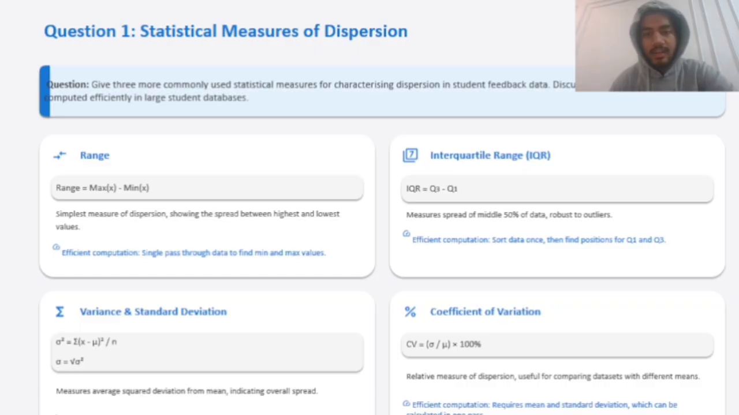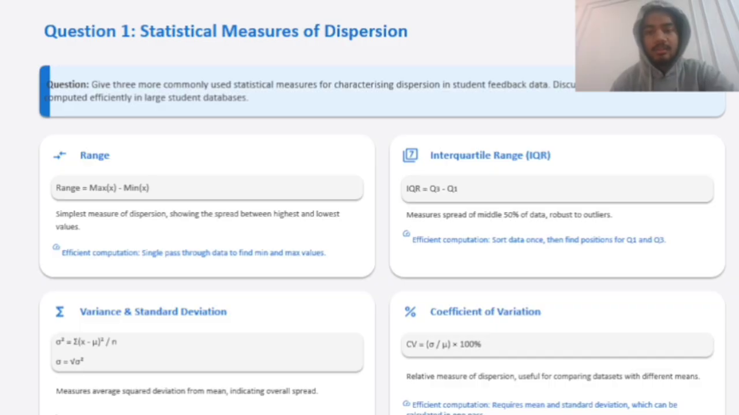So our second measure is interquartile range, also called IQR. IQR is Q3 minus Q1. It focuses on the middle 50% of the data and reduces the impact of outliers. It becomes efficient because once the data is sorted, quartile positions are accessed directly.